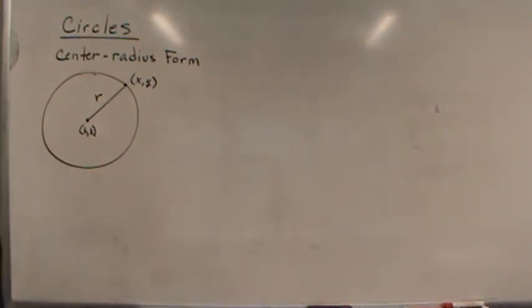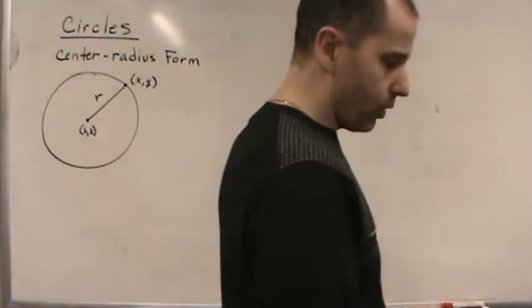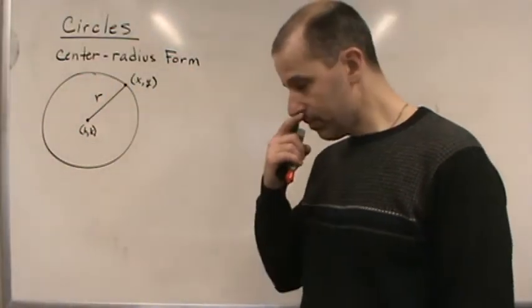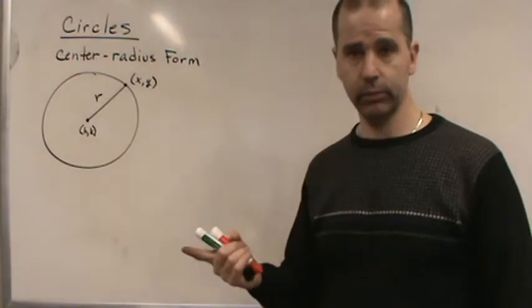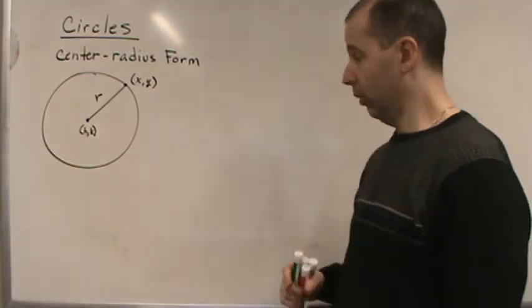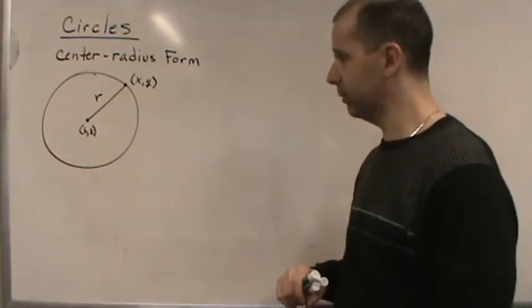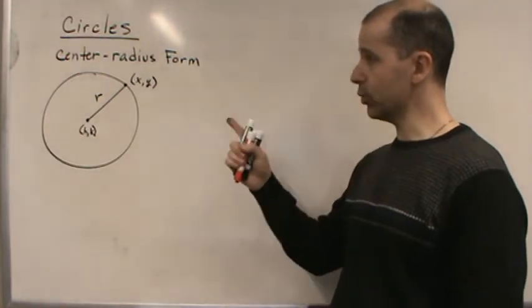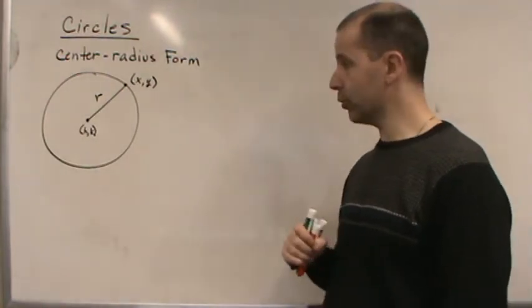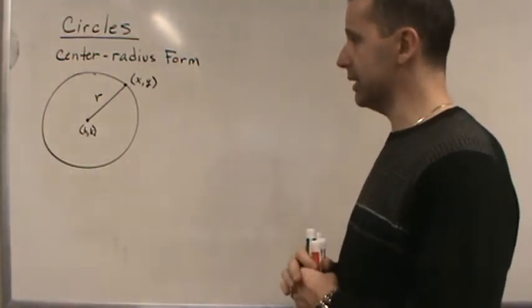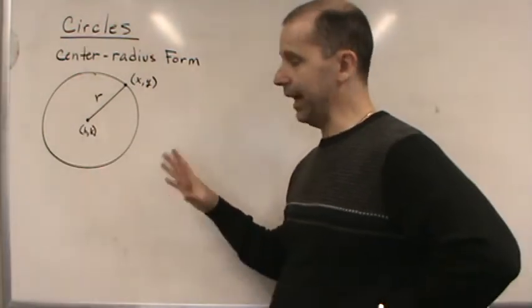Okay, welcome back. Today we're going to talk about the equation of a circle. Here's the thing: we're going to talk about center-radius form, and we're going to derive it. It's very easy to start with the idea of any circle, right?